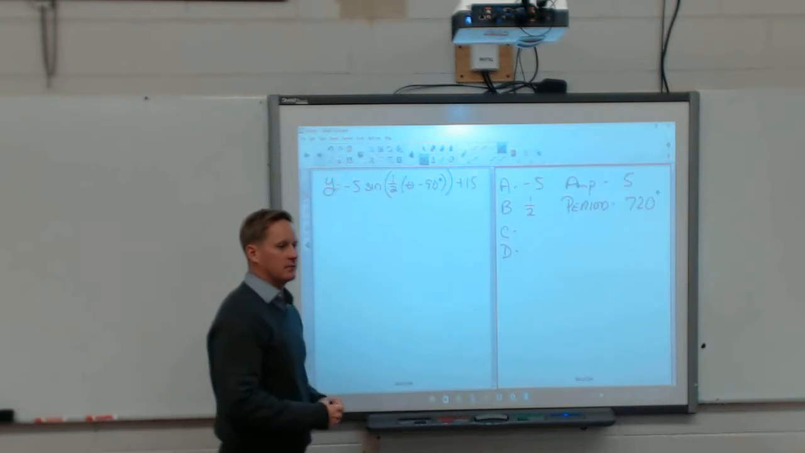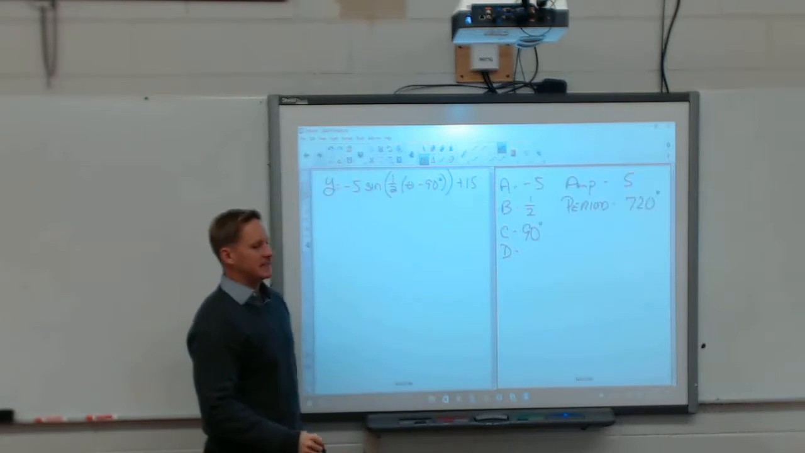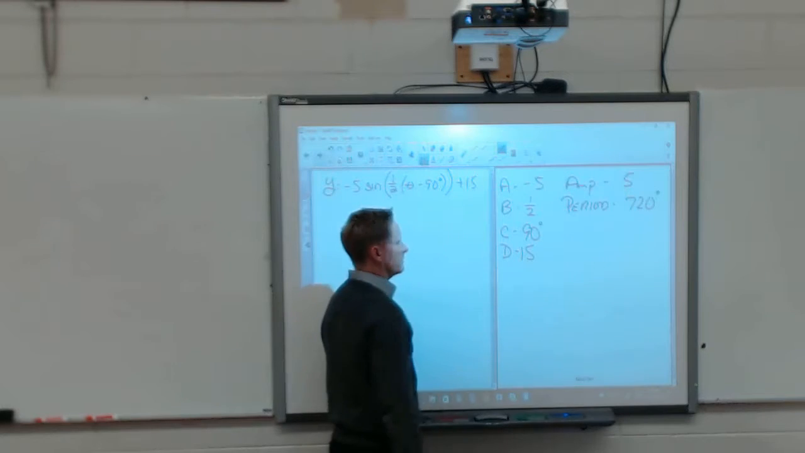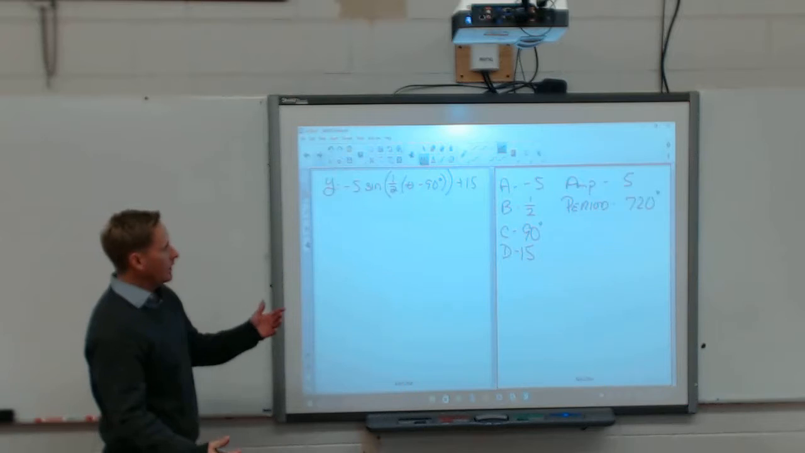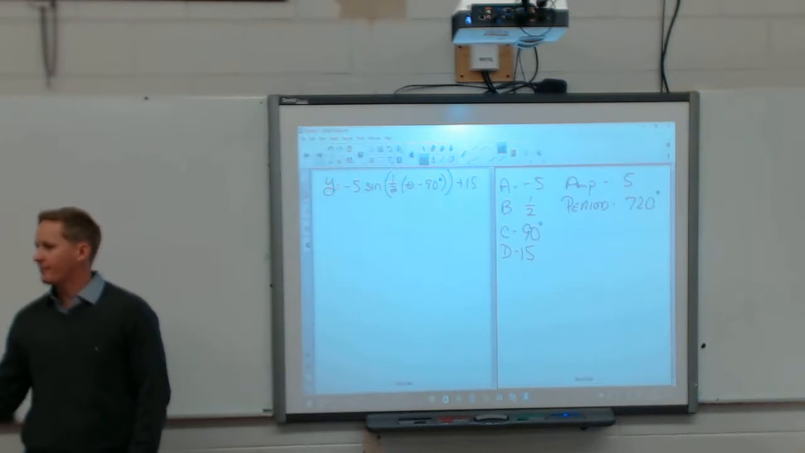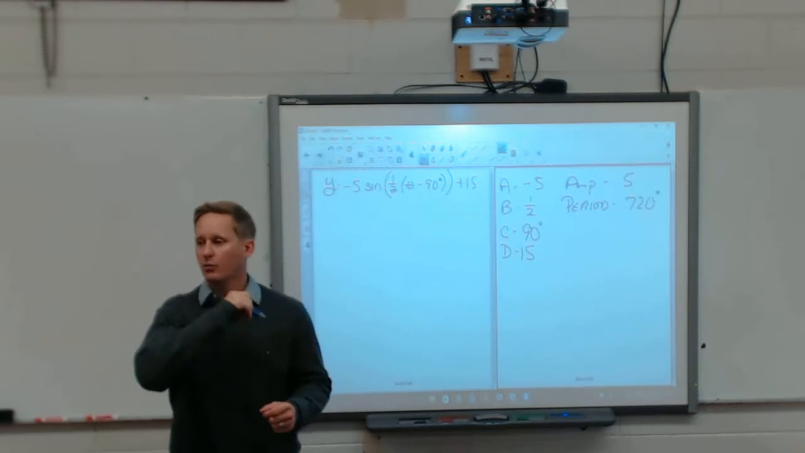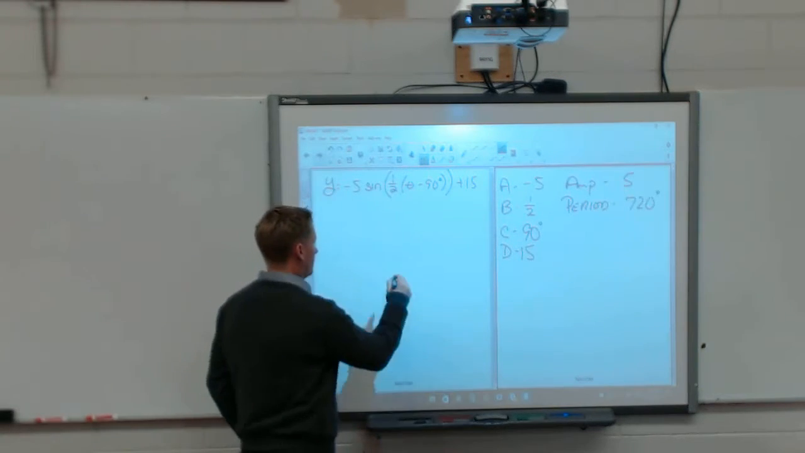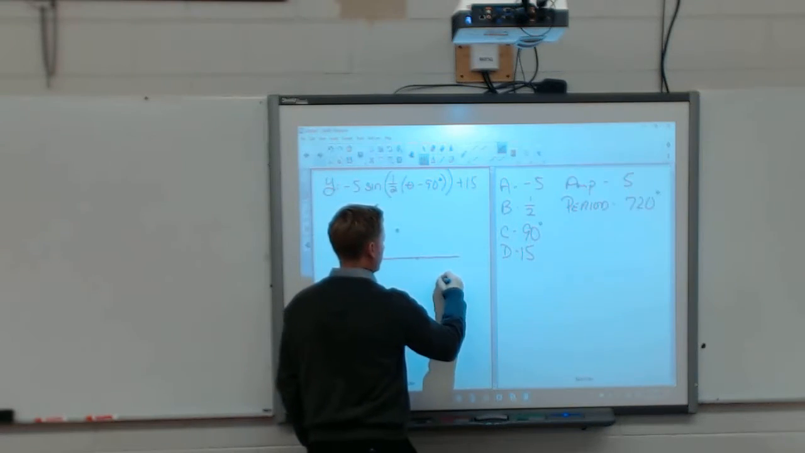What about C? What is C? 90? Okay, and what is D? 15. All right, so we got all this in place. Okay, so here's how this works. I have a sine graph. So the first thing I'm going to do is draw myself a line and put my 5 key points on the line. This has nothing to do with where the actual axis is. It's just going to be where I start. So first thing I do is go here, here, here, here, and here.